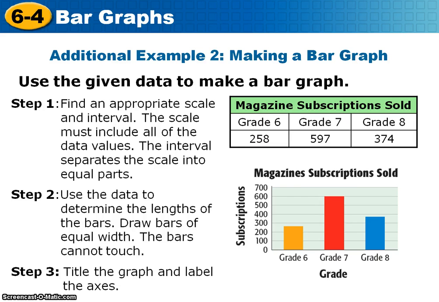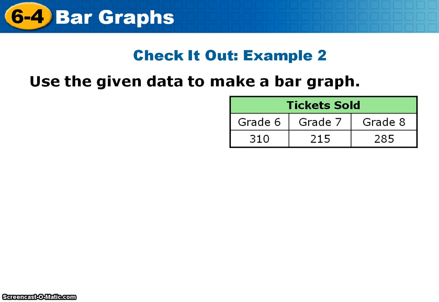And here you are. You have your title, magazine subscriptions sold. You have subscriptions on one side, grade level on the other. Each one of your bars is labeled. And you can see that their interval, they went by 100. So they have 0, 100, 200, 300, 400, 500, 600, 700. You always want to go a little bit higher than your biggest number so that your highest bar doesn't touch the edge of the graph. And they also have a full scale that's big enough to show all the graph. That's their scale. Use the given data to make a bar graph.